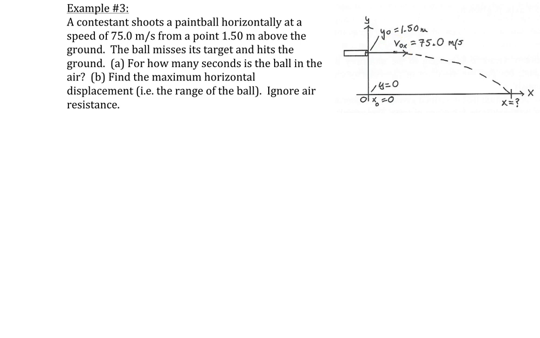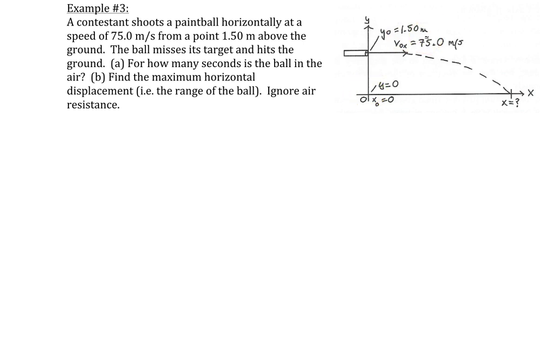Normally it's easiest to place the origin at the position of the paintball. But you could also choose to put your origin down here at the base of the ground and just call the initial vertical position of the ball 1.5 meters. It's really up to you. If you put your origin here, then the final vertical position is going to be negative 1.5 meters.